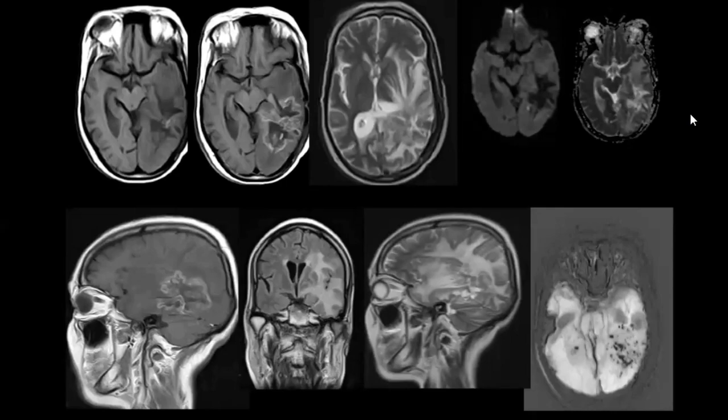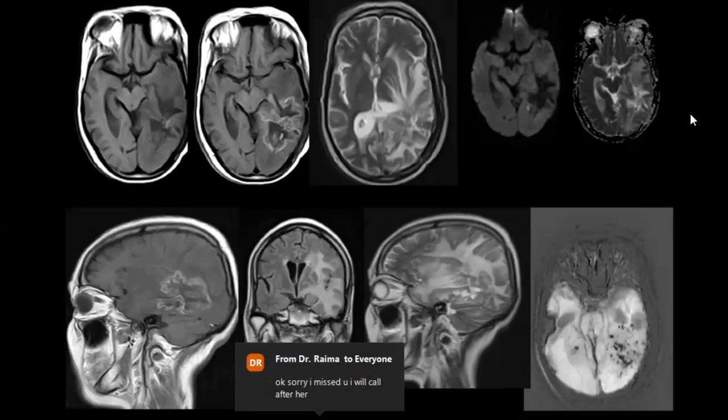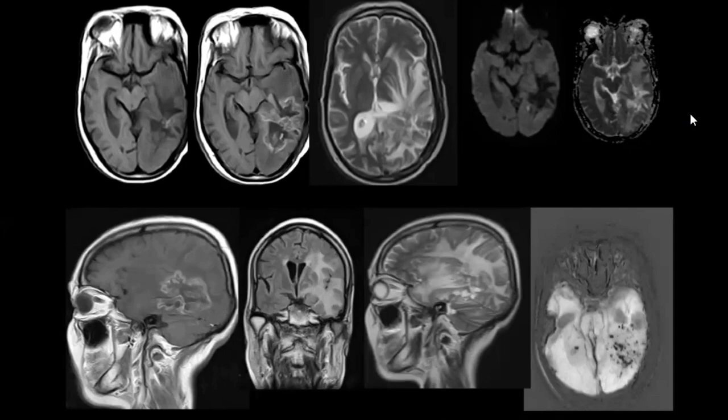Abnormal signal intensity areas are seen involving the left temporal lobe, which is appearing hyperintense on T1 and hyperintense on T2 weighted images, not showing diffusion restriction, showing peripheral enhancement and showing massive edema. These are showing flow voids on SWI sequences.